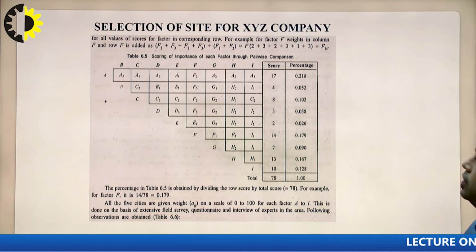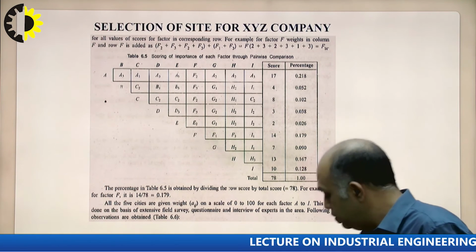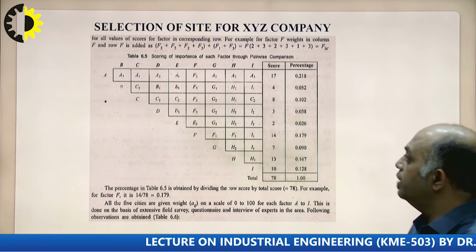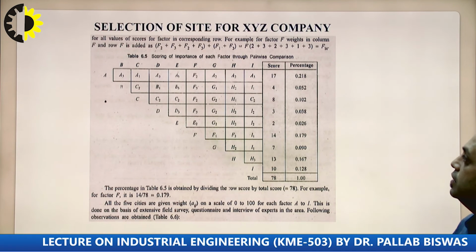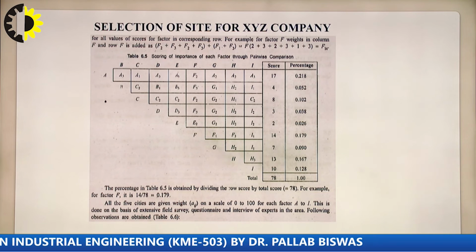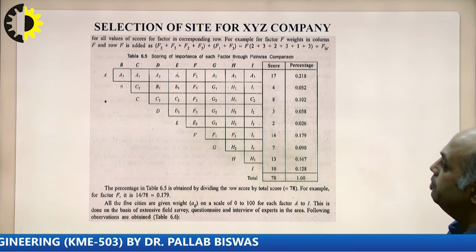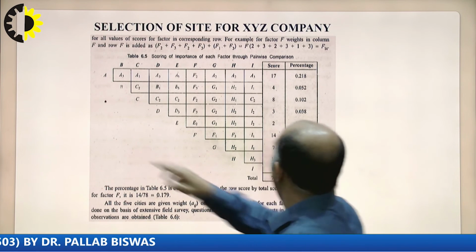Now, we see that I have around 8, actually 9 factors that I have to select. I have to compare all these factors with each other, and then I can see how much percentage each has scored. If I see A, I compare B, I will compare C, D, E.